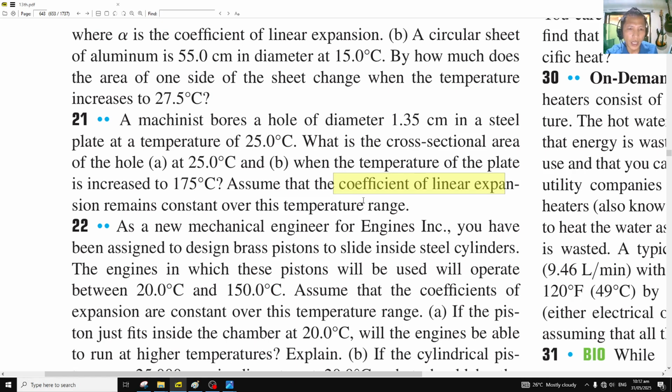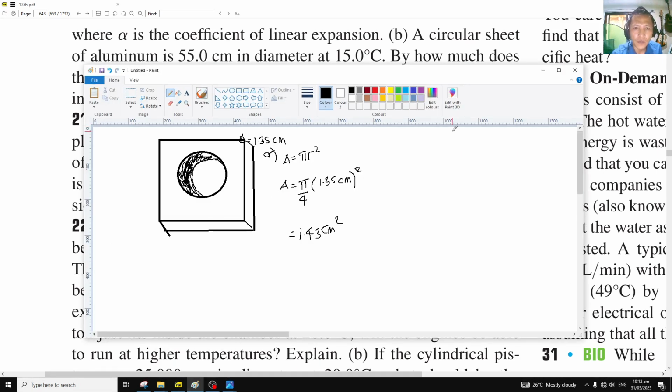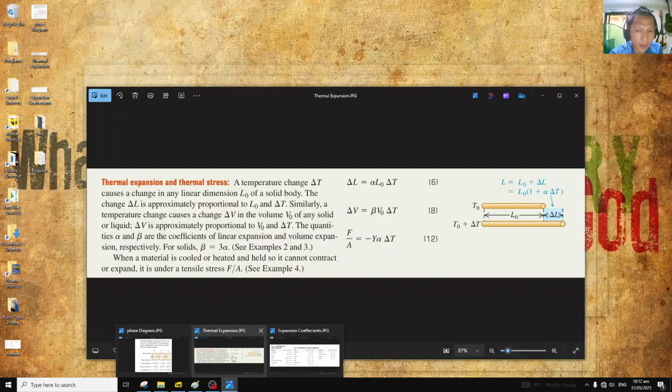But anyway, so T2 would be 175. So when T2 is 175 degrees Celsius, we will use this formula because those formulas were derived such that your linear expansion would be equal to volume expansion, linear.